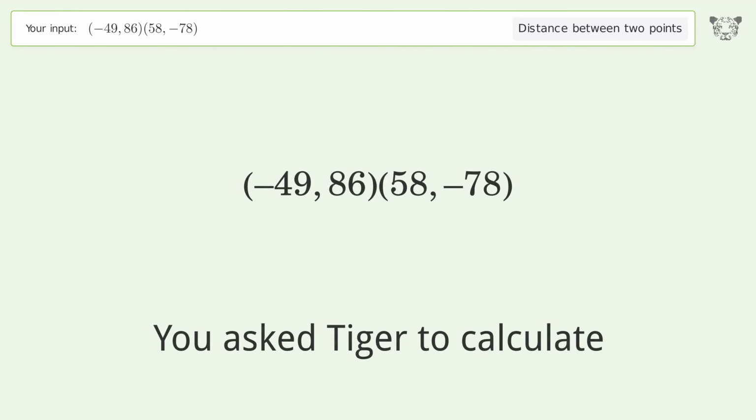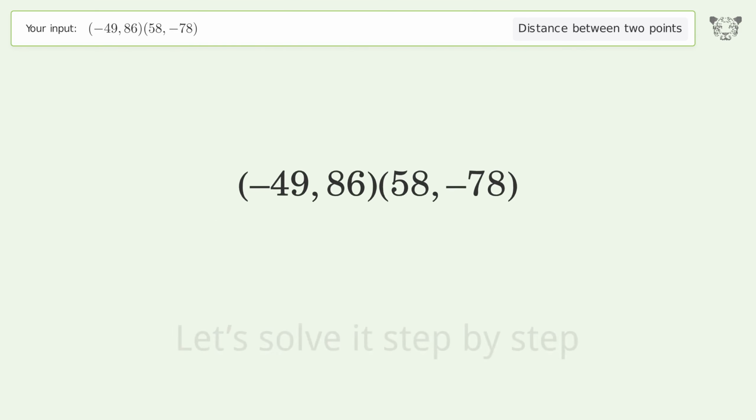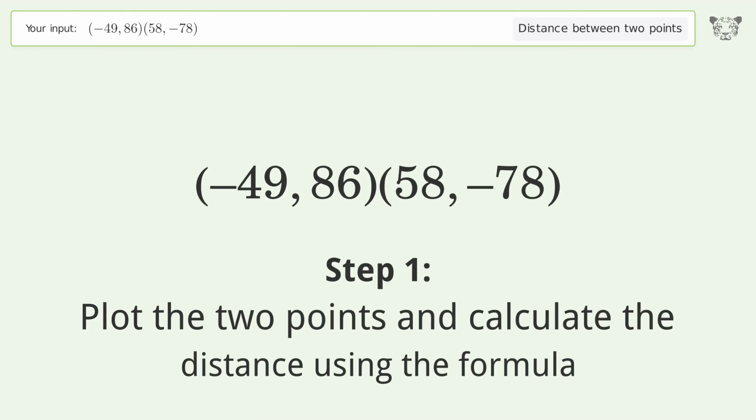You ask Tiger to calculate. This deals with the distance between 2 points. The distance between the 2 points is the square root of 38,345 or 195.819. Let's solve it step by step. Plot the 2 points and calculate the distance using the formula.